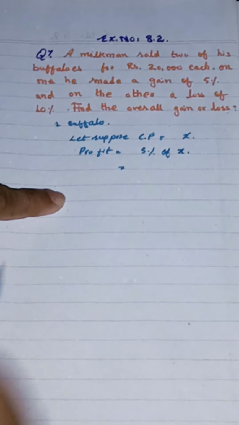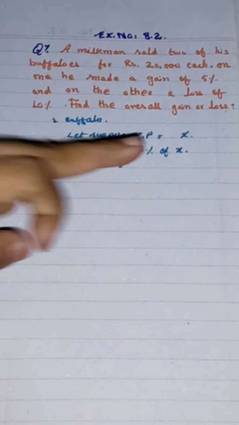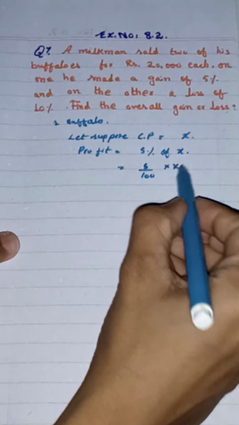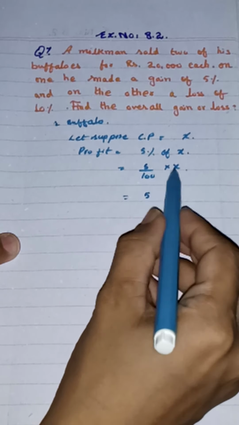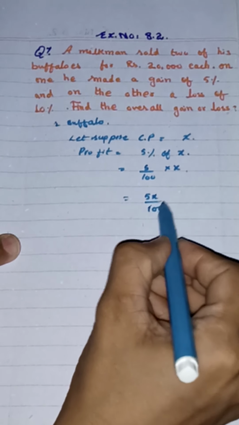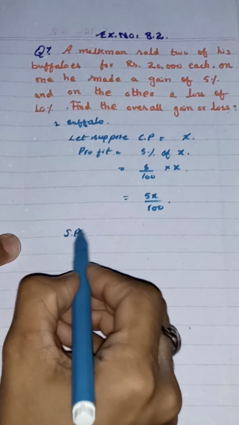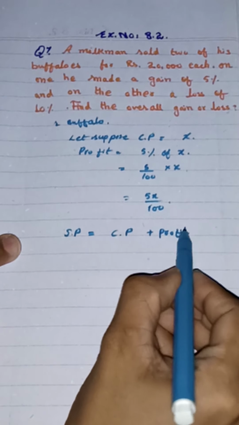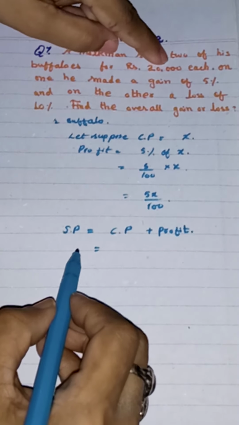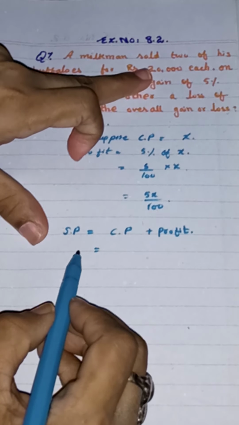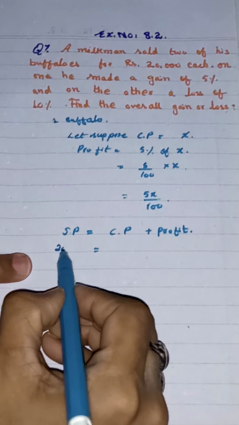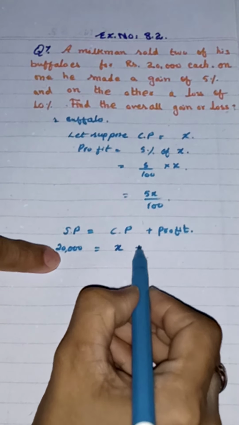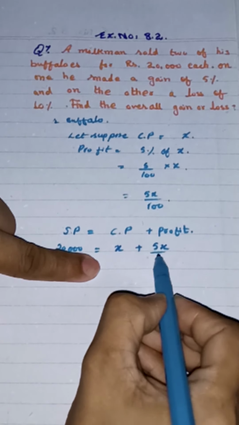I told you in previous classes that profit and loss are always calculated on cost price. So 5 upon 100 multiplied by X is 5X upon 100. Selling price equals cost price plus profit. The selling price is 20,000 rupees for the first buffalo. Cost price is X, profit is 5X upon 100.